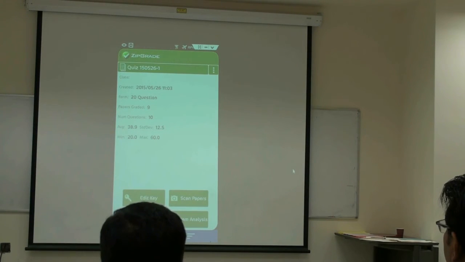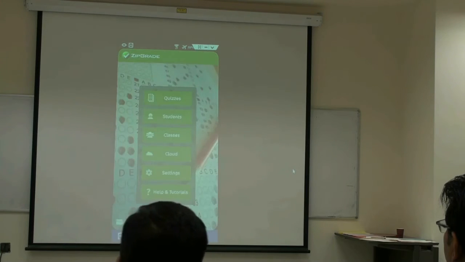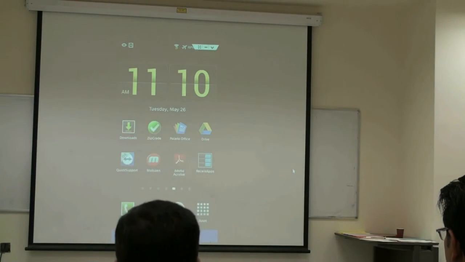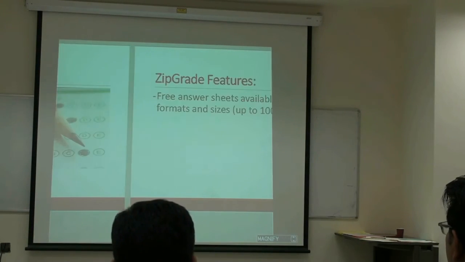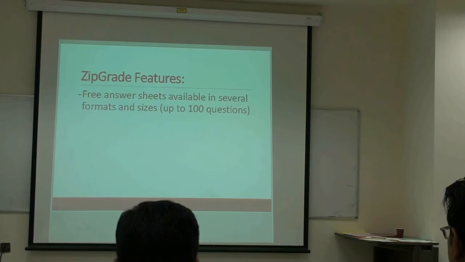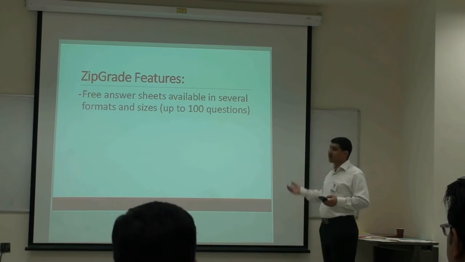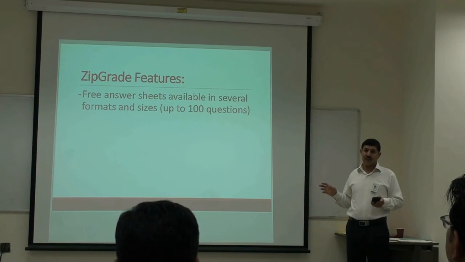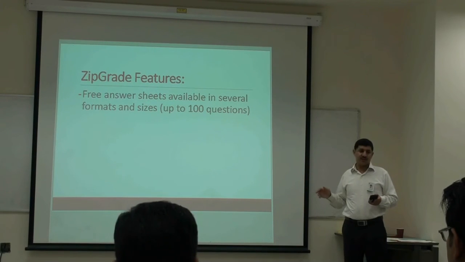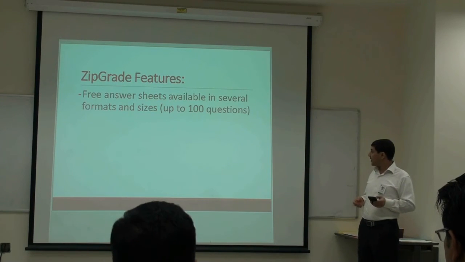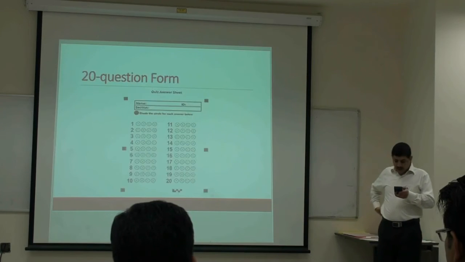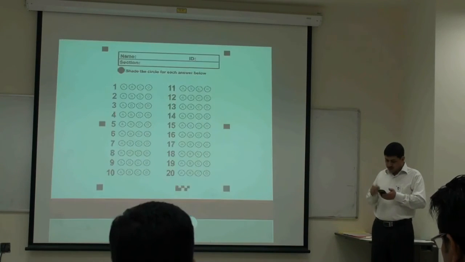Okay, so let's go back to the features of ZipGrade. So let's go to the presentation again. Yeah, okay, so these are the features of the app. There are free answer sheets available on the internet. You can just go to the website and download them, up to 100 questions. You can use the 20 question form, or the 50 question form, or the 100 question form. This is the 20 question form, the one we use now.